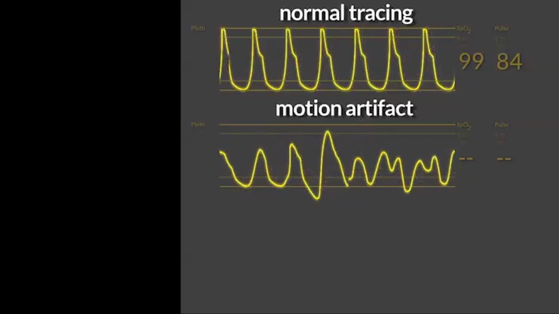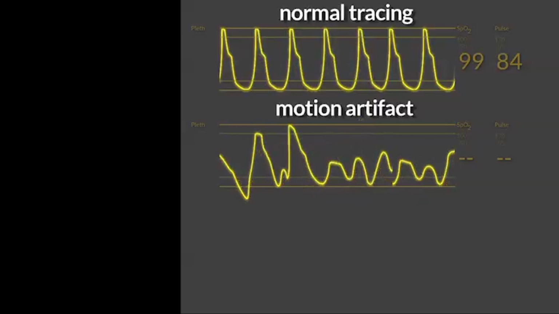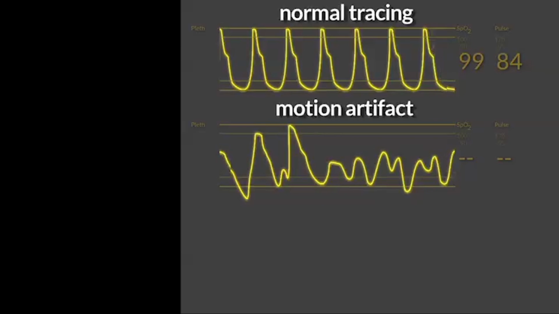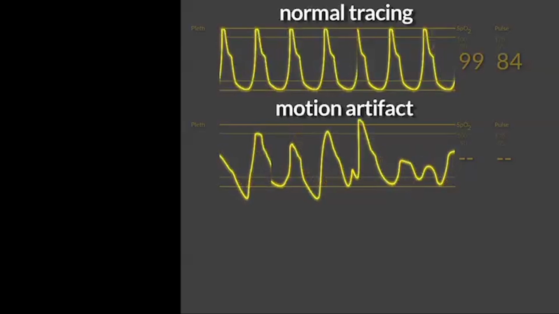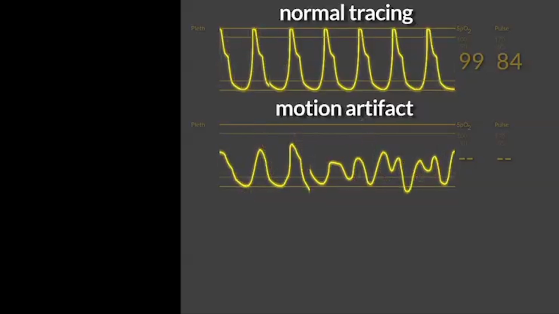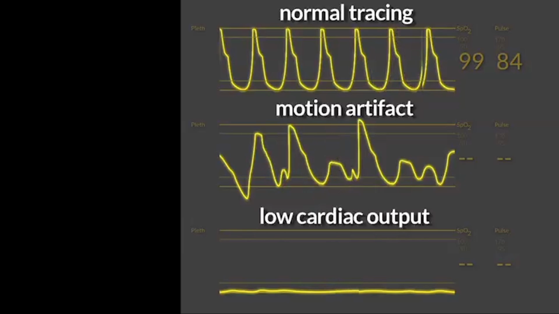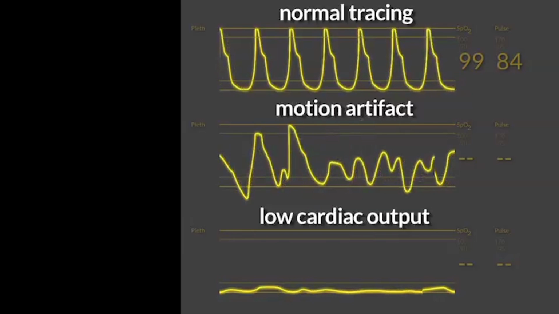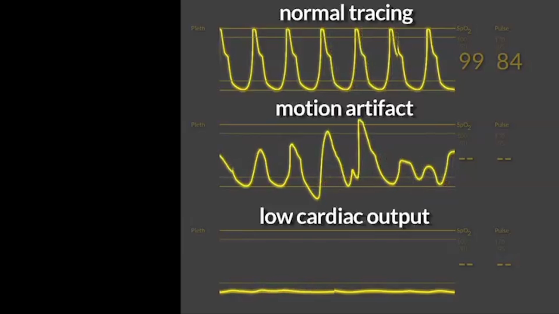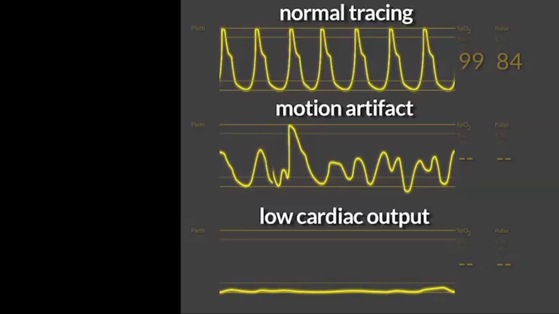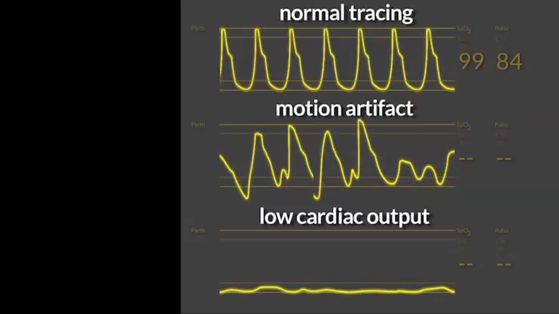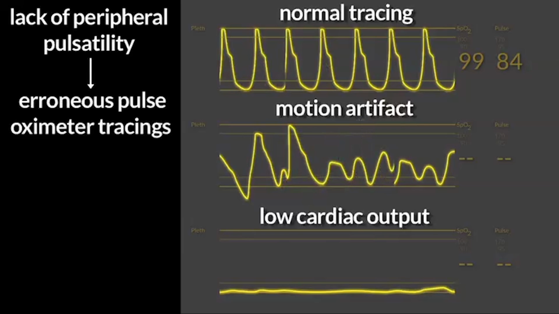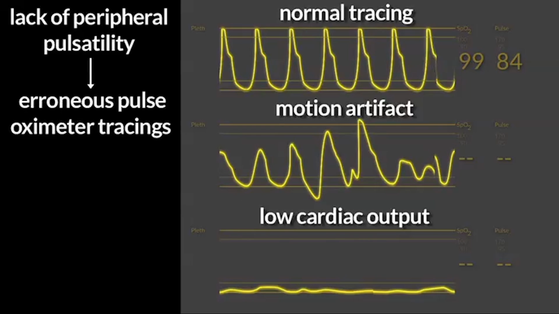Additionally, some of the hemoglobinopathies can cause a problem in terms of the sensing mechanism and the properties of the pulse oximeter absorbing different wavelengths of light. And finally, and most importantly, the low output state can cause a lot of problems for using pulse oximetry. So patients that are severely dehydrated, patients that are hypovolemic, patients with sepsis, patients in shock for any reason, and patients with low cardiac output can often have a lack of peripheral pulses. And this lack of peripheral pulsatility can lead to erroneous readings in your pulse oximeter tracing.